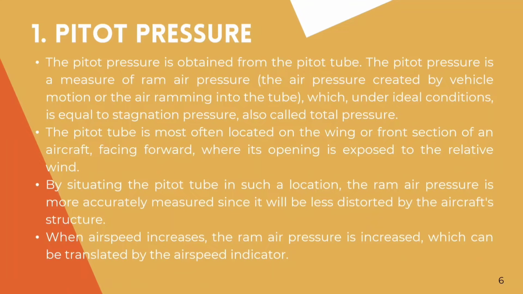By situating the pitot tube in such a location, the ram air pressure is more accurately measured, since it will be less distorted by the aircraft structure. When airspeed increases, the ram air pressure is increased, which can be translated by the airspeed indicator.